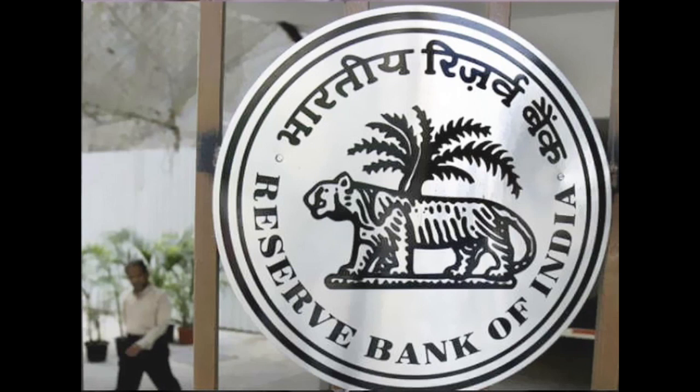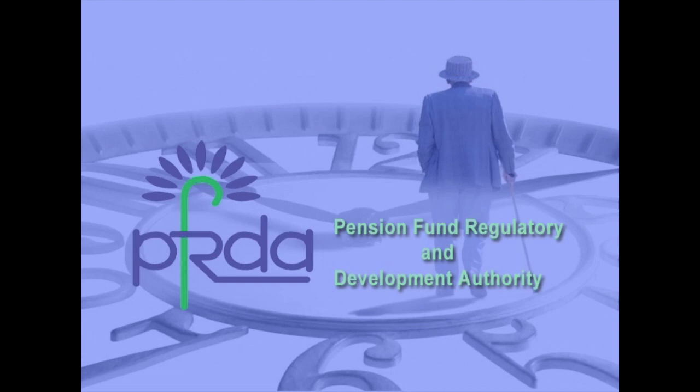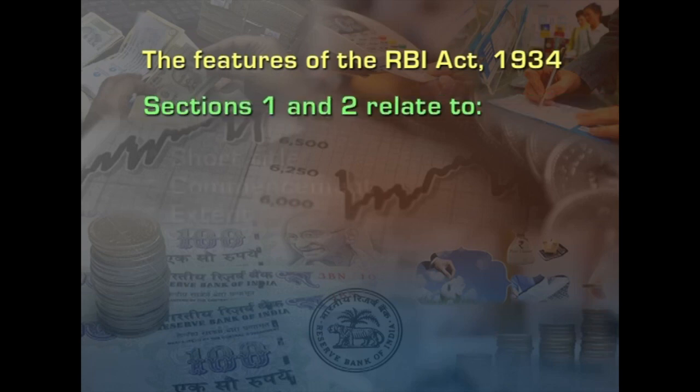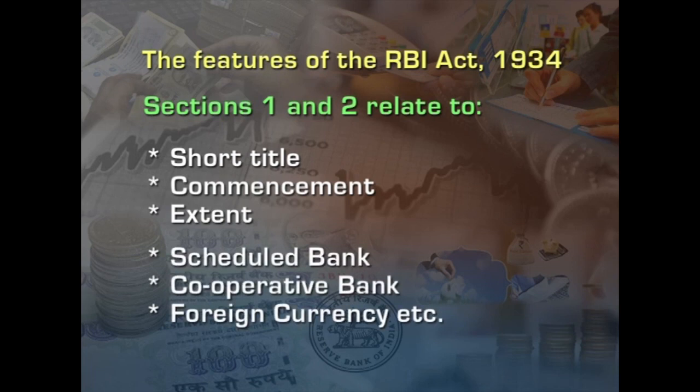Certain major amendments were brought during the year 2010 by inserting Chapter 3E pertaining to the joint mechanism of functioning of the bank by the RBI and the central government, the SEBI, Insurance Regulatory and Development Authority, and the Pension Fund Regulatory and Development Authority. We will now look at the features of the Act. Sections 1 and 2 relate to short title, commencement, extent and several important definitions like scheduled bank, cooperative bank, foreign currency, etc. This Act extends to the whole of India.